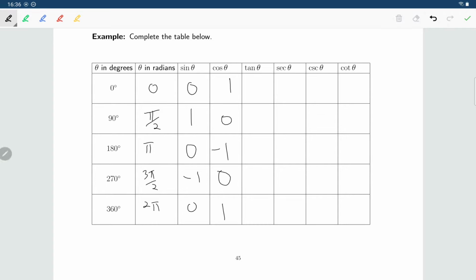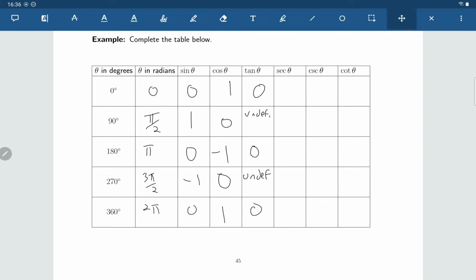Tangent of 0 would be 0 divided by 1, which is 0. Tangent of 90 would be 1 divided by 0, which is undefined. And I can do the same thing with the rest. 0 divided by -1 is 0. -1 divided by 0 is undefined. 0 divided by 1 is 0.